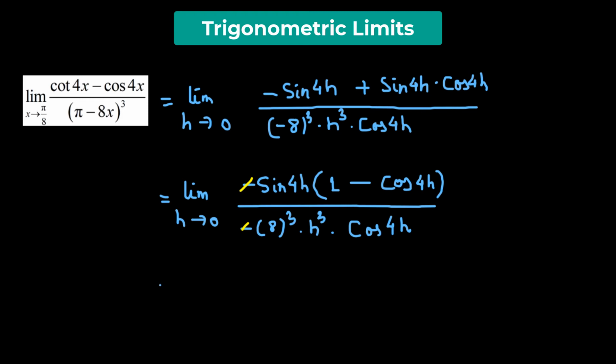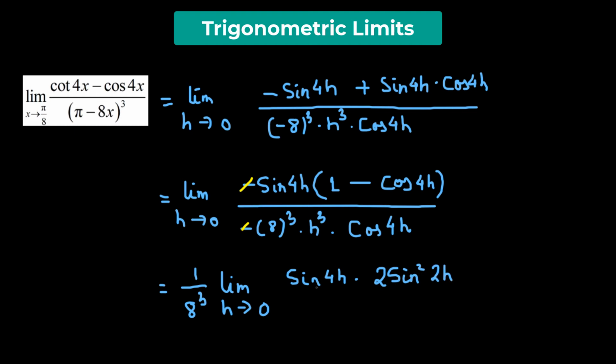Now we have 1 over 8 cubed. So we have taken it out of the limit. So we have limit h tending to 0, sine of 4h. Now we have 1 minus cosine of 4h, so that will be equivalent to 2 times sine squared of 2h. So this is the half angle formula, divided by h cubed times cosine of 4h.